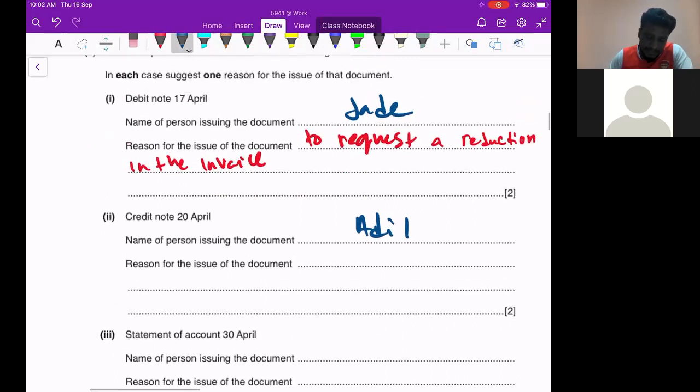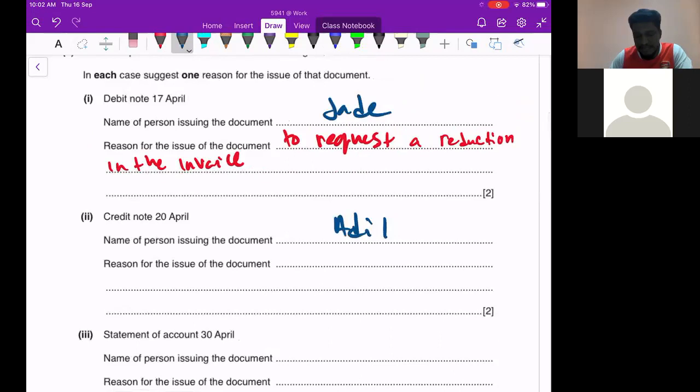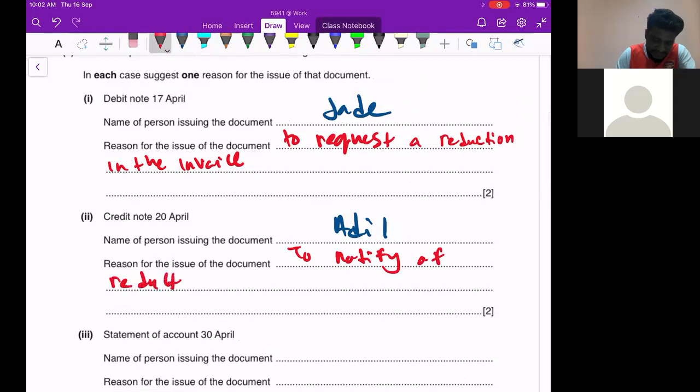Why will the supplier issue a credit note? To notify of a reduction in the invoice.